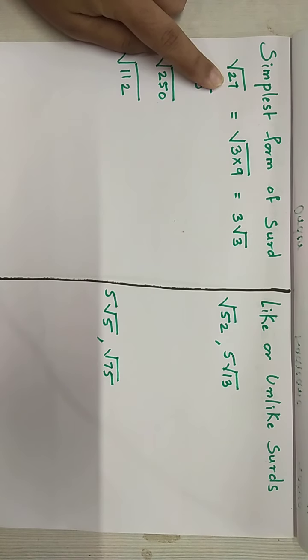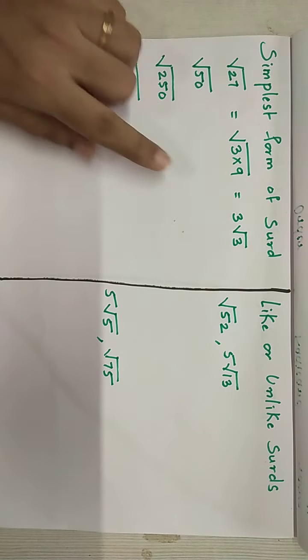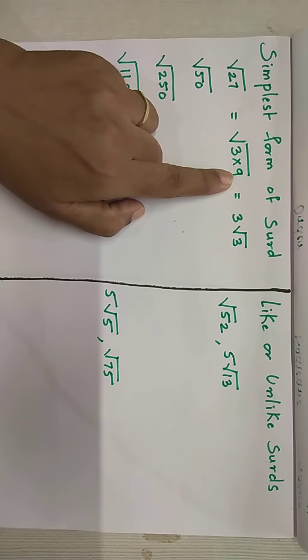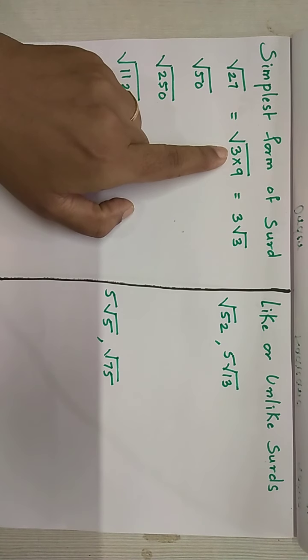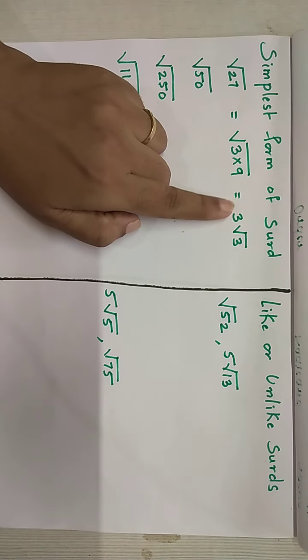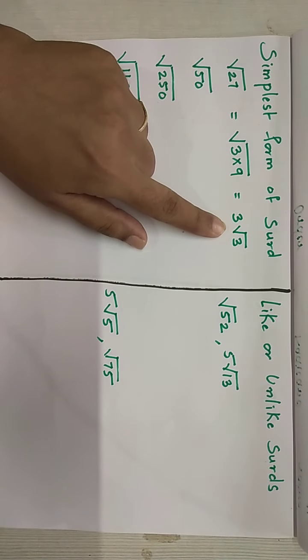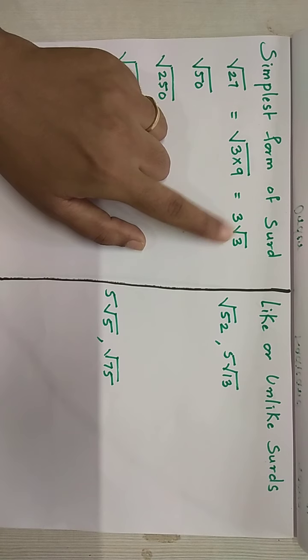When you factorize root 27, you can write it as 3 into 9. Why? Because 9 is a perfect square. 9 will come out of the square root. The square root of 9 is 3, and this 3 remains inside. So the simplest form of surd root 27 is 3 root 3. You have to make it into simple form.